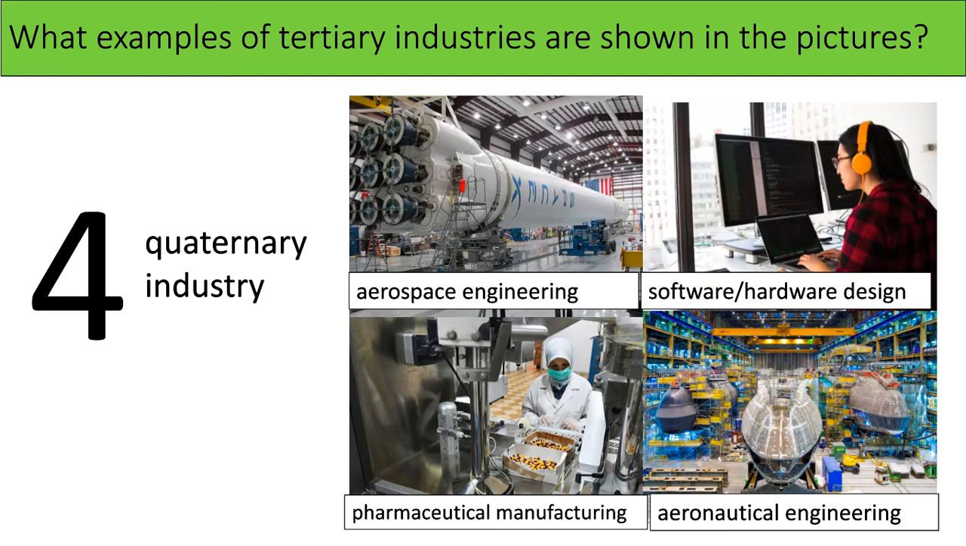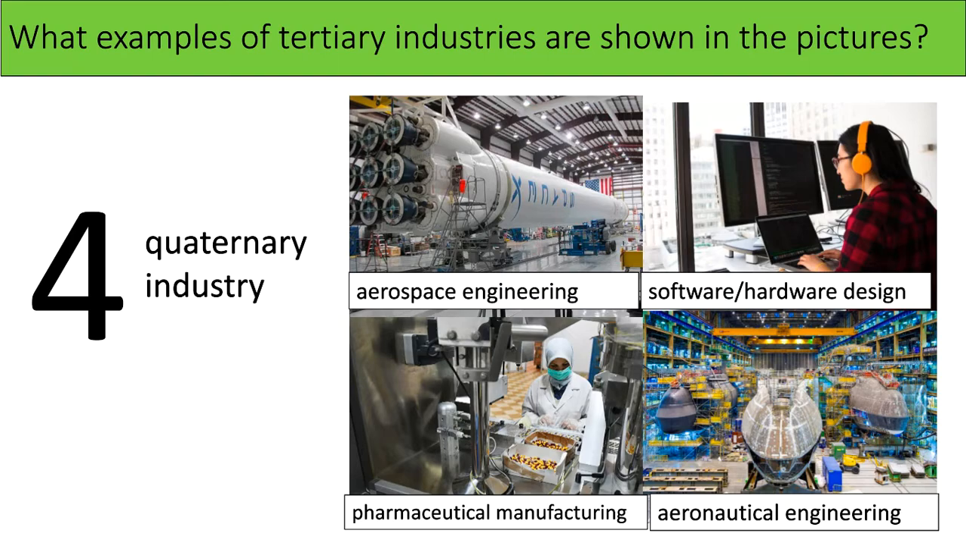So quaternary industries are high-tech research and design. And we can see we've got aerospace engineering. So that's really high tech, it's very complicated, it involves a lot of electronics. Software, hardware design, so the people that design computers and the programs that run on computers.